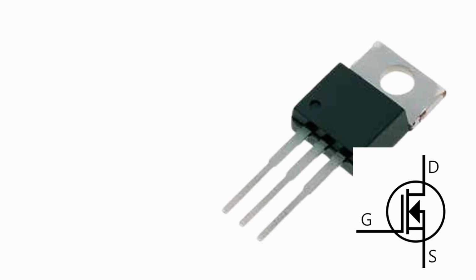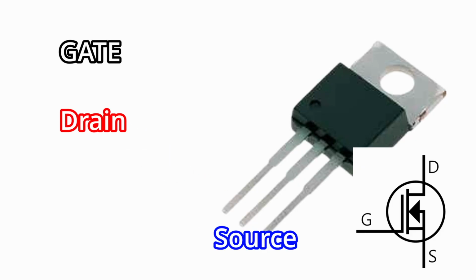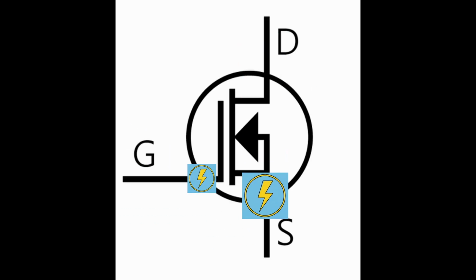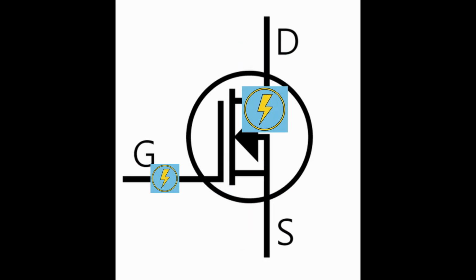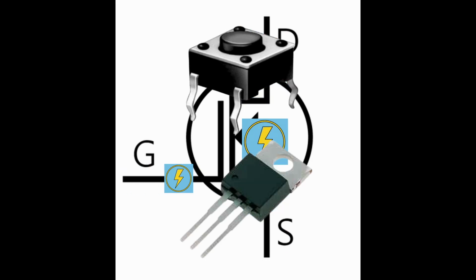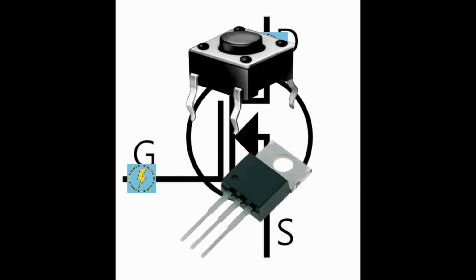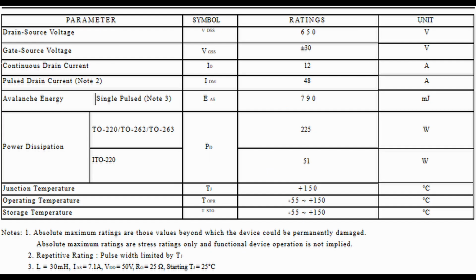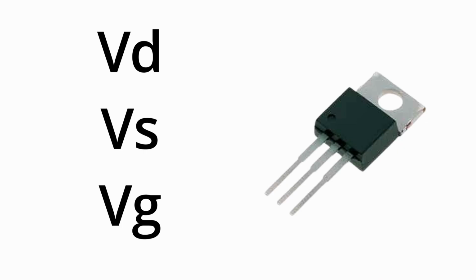A MOSFET has gate, drain, and source pins. When power is applied to the gate pin, current flows from the drain to the source. In the circuit, it acts like a type of switch, but simply supplying power to the MOSFET gate pin is enough. Before we look at the datasheet, let's represent the voltages of the gate, drain, and source.